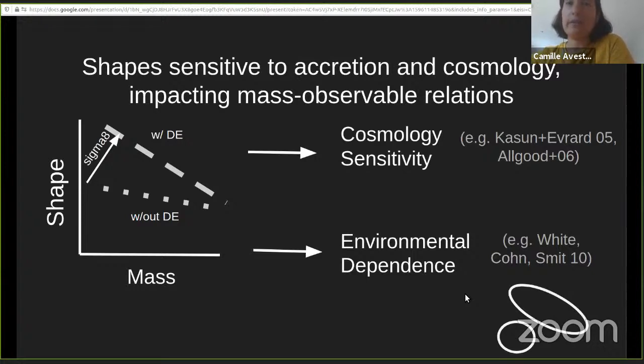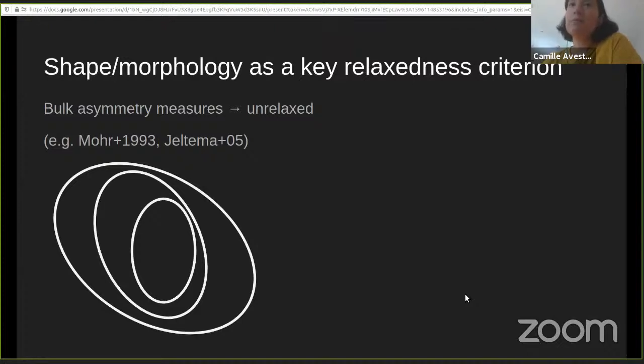With a larger sigma 8, you're going to have a shift in your shape versus mass. Higher mass objects are later forming, ergo will have more elongated shapes. And if you include dark energy, there's a further tilt. So shape encodes some information as well.